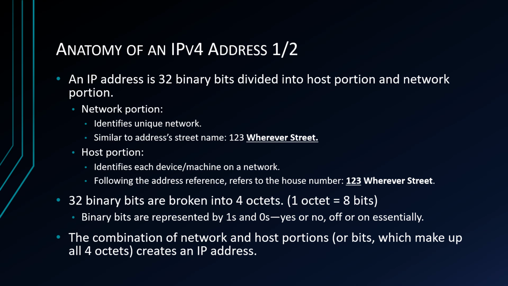32 binary bits are broken into 4 octets. 1 octet equals 8 bits equals 1 byte. Binary bits are represented by ones and zeros: yes or no, off or on. The combination of network and host portions, or bits, makes up all 4 octets, which creates an IP address.